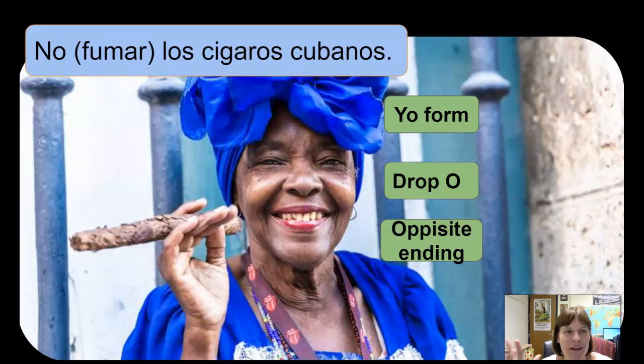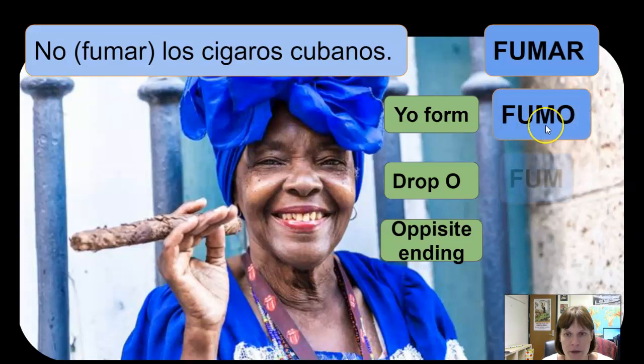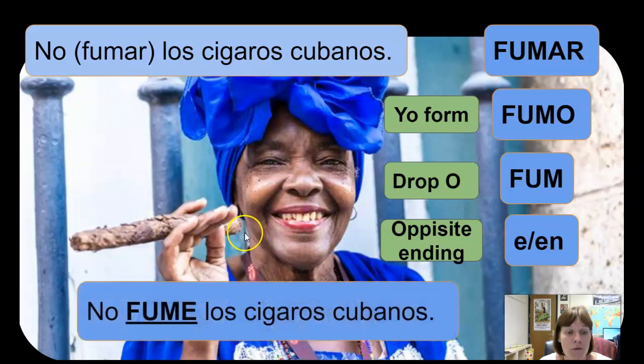So vamos a poner el verbo fumar, which means to smoke, in the formal command. So the first thing we do, here's our verb, fumar, which means to smoke. The yo form is fumo. I drop the O, and then I add the opposite ending. So fumar, if we put it all together, would be no fume los cigarros cubanos. Don't smoke Cuban cigars. But actually, if you are going to smoke cigars, make sure it's a Cuban because they are the best in the world.